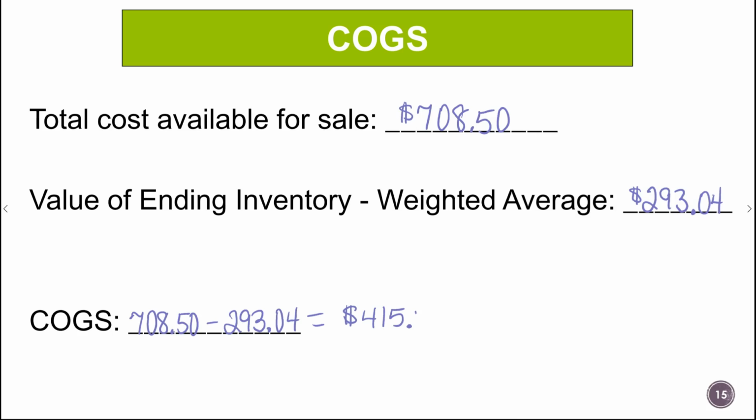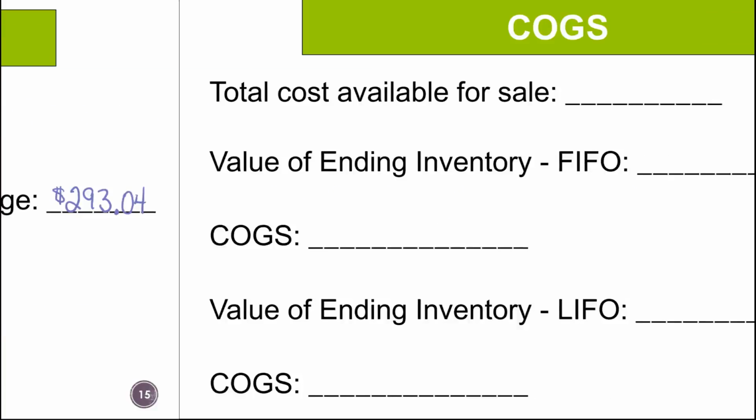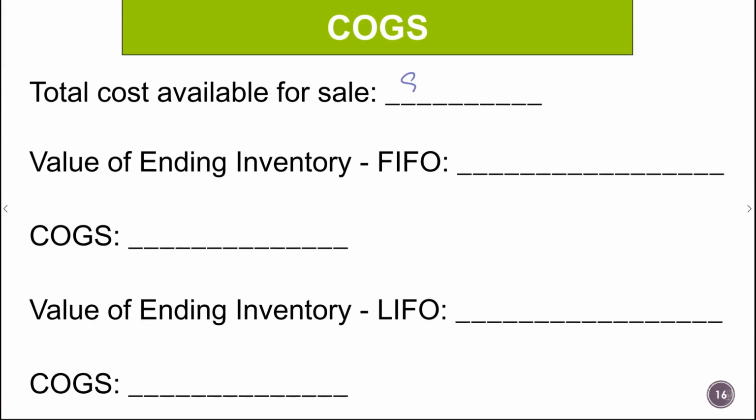Notice the name, cost of goods sold. So this is how much we sold. We had $293.04 left in the inventory. So the difference between those two numbers hopefully makes sense, that that's how much we did sell from the inventory throughout the year. On the next one, same amount from the beginning, right?